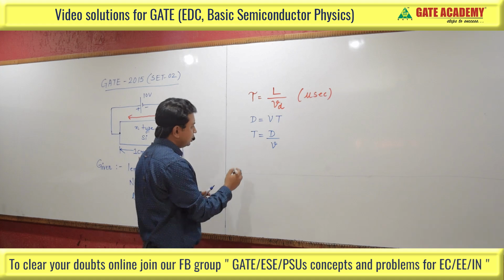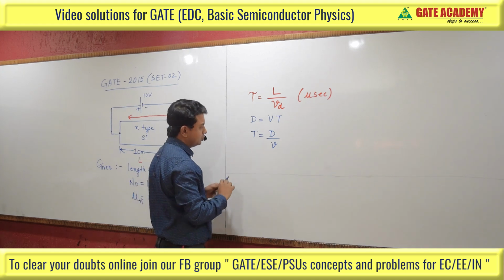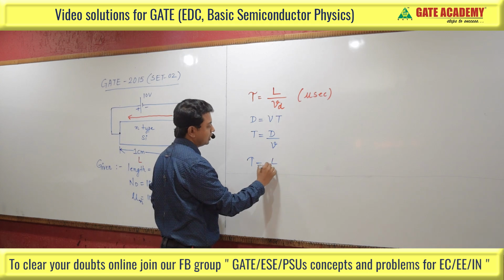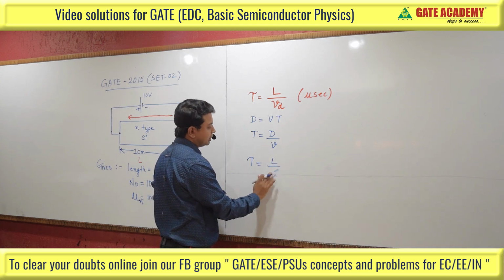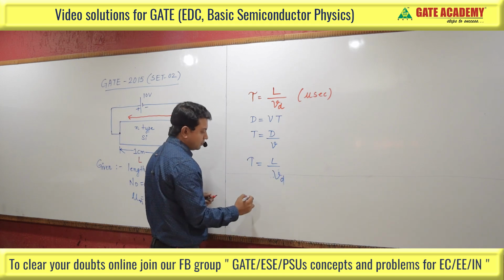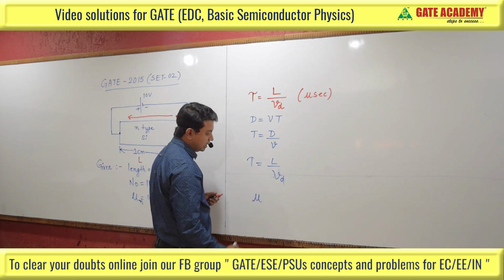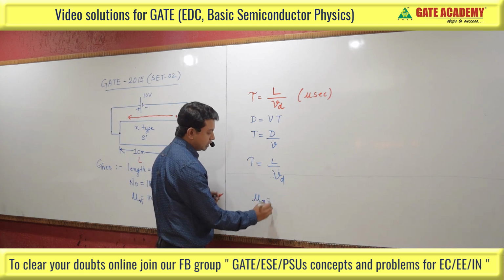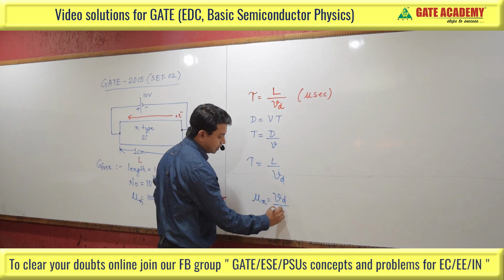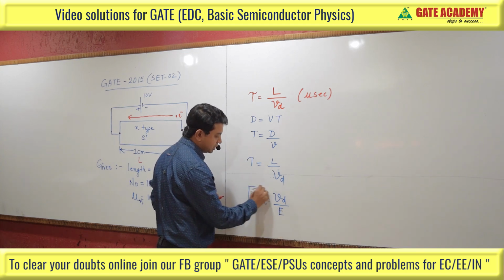So directly we can use this formula, and I am using the same thing. The transit time tau is equal to length divided by drift velocity, which is represented by V with subscript D. And from the fundamentals we know that the mobility of any electrons or holes is equal to the drift velocity per unit applied electric field. This is the formula which has to be used here.